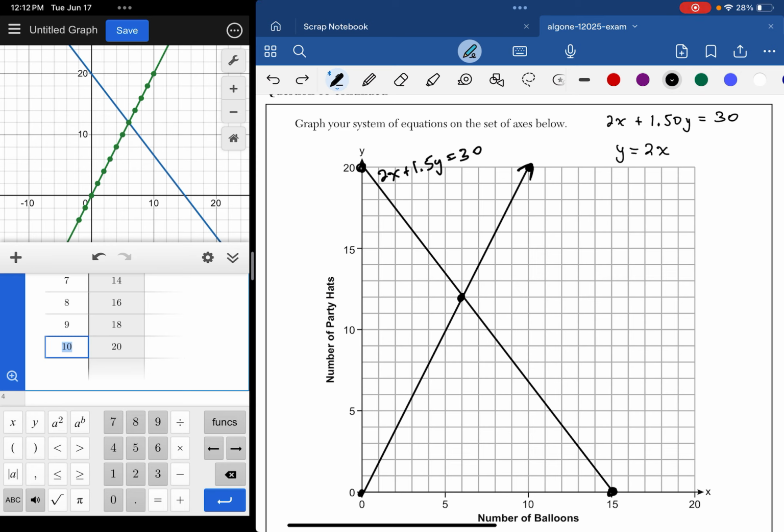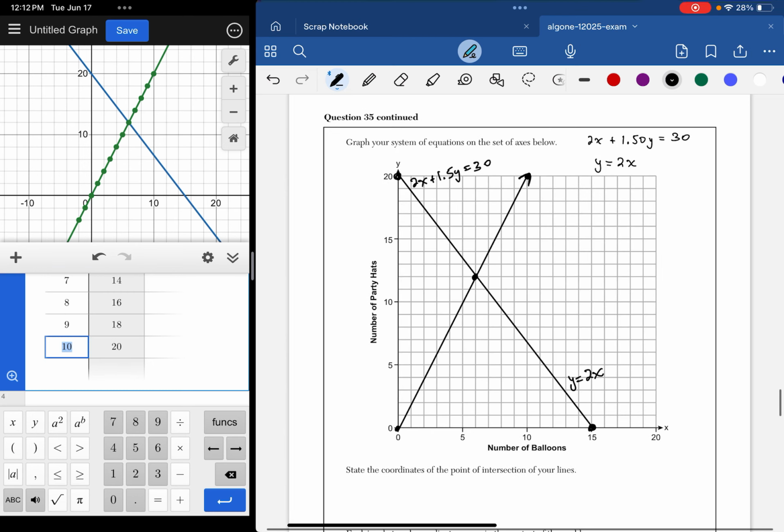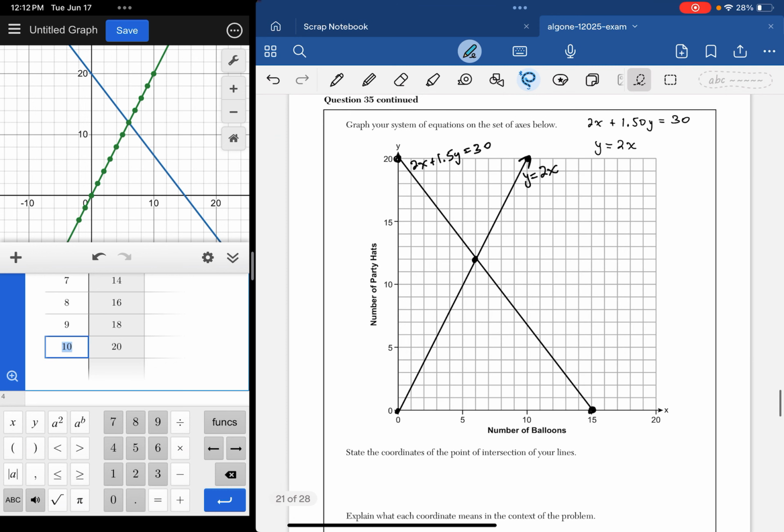So I don't need arrows on those, and it would not be appropriate to have arrows on those. This equation is y equals, oh, I'm sorry, I mislabeled. This one is y equals 2x. The coordinates of the intersection, all they're saying is state the coordinates of the intersection. So just state it. That's at (6, 12).